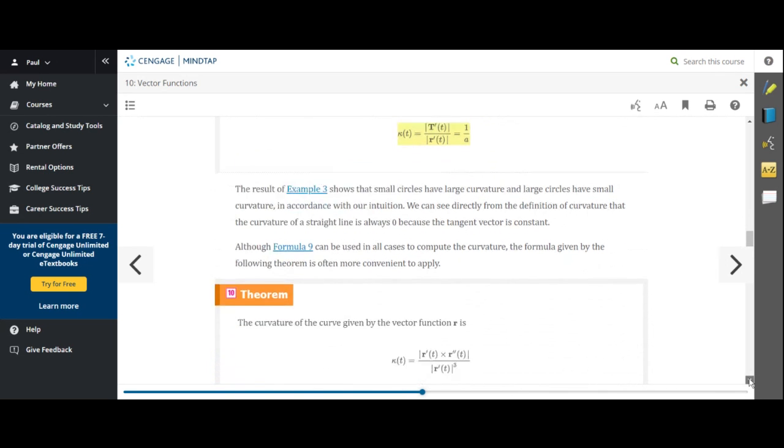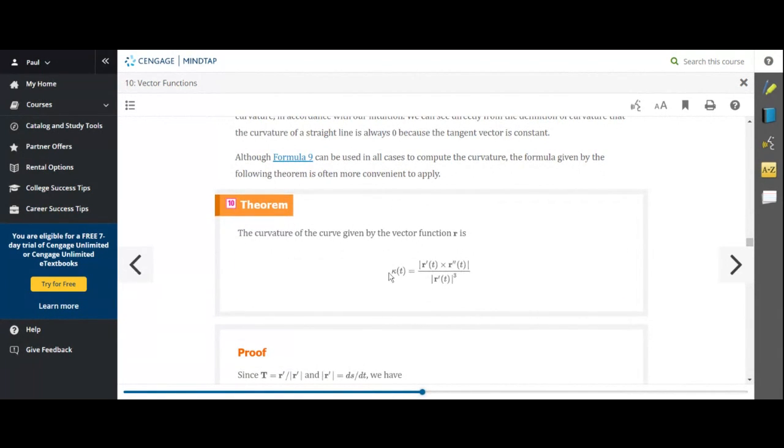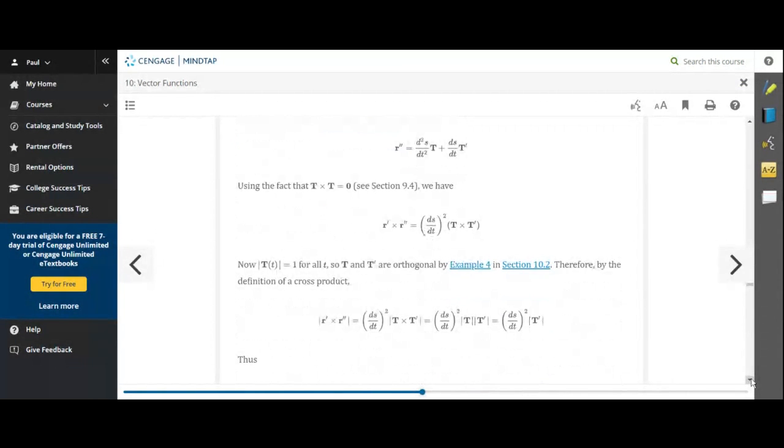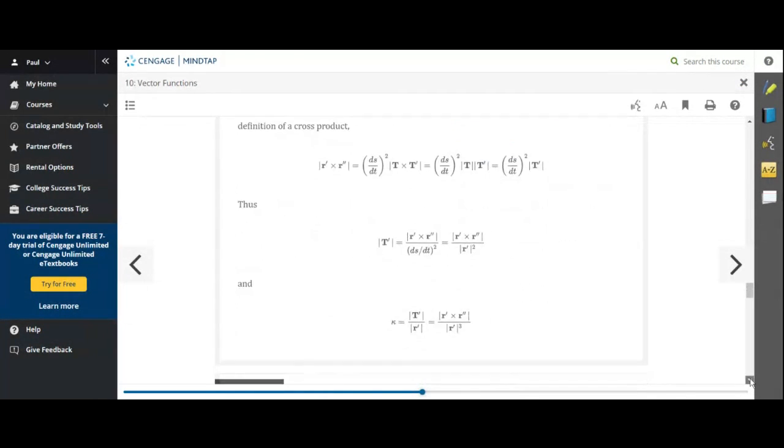Okay, no problem. So now, there are other formulas for curvature. This is a formula for curvature where it just involves computing the first and second derivative of your space curve. So sometimes that formula is more convenient to use than other formulas. And that's really the main thing in terms of curvature, I think, and they go through a proof. I'll let you look at that.